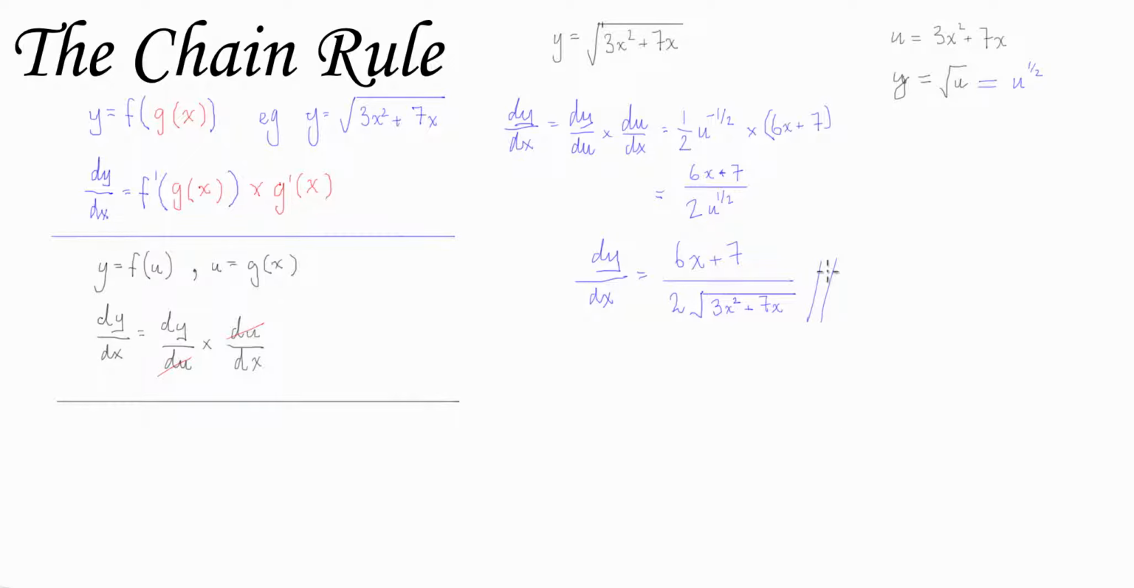Now, I'll give you another example using the chain rule. So let me change colour. Okay, so a bit more tricky one, and we'll go, all right, what is the derivative of y equals the tan of x squared plus 2x?